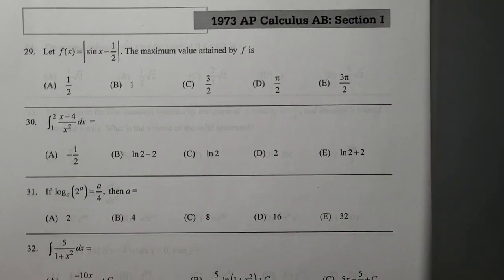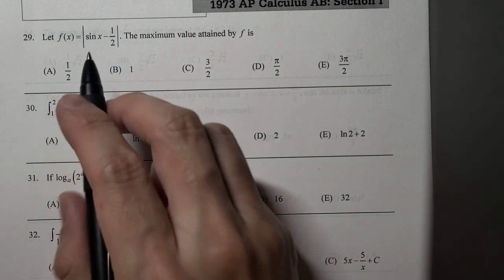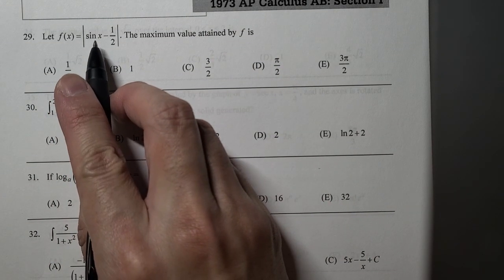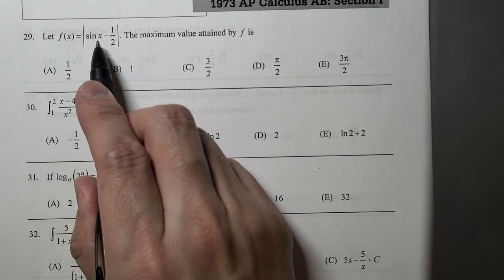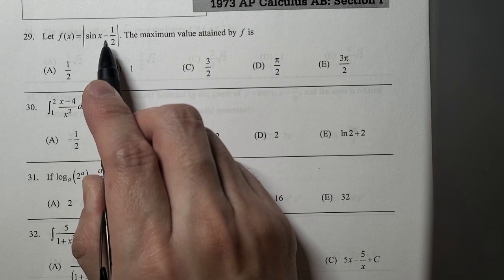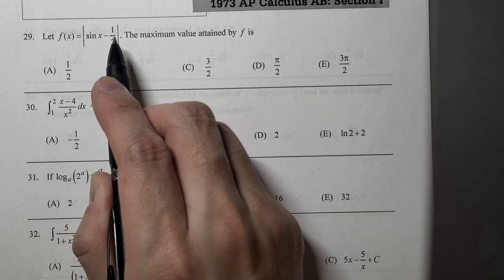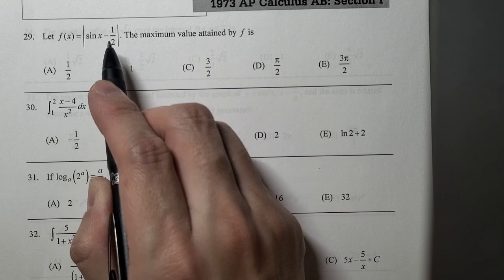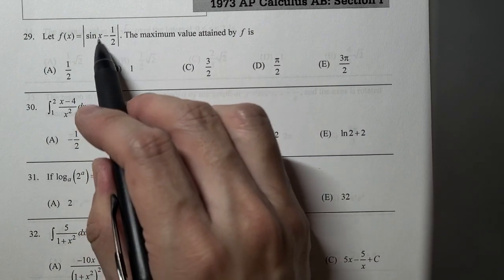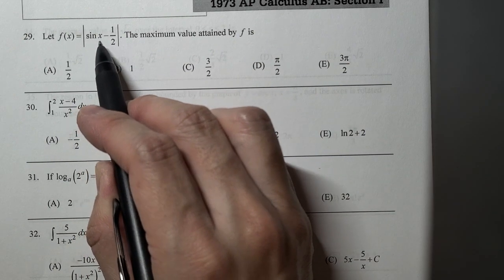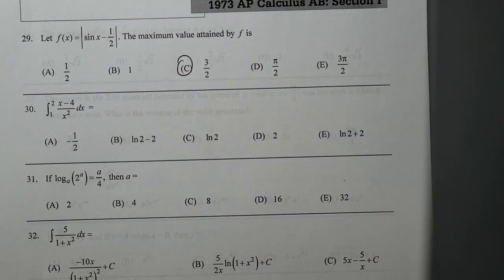Let f of x be the absolute value of sine x minus half. The max value attained by f is what? We know sine x ranges from -1 to 1. If we have -1 minus half, that is -3/2. Absolute value is 3/2. If it's +1, then it's 1 minus half, which is half, which is smaller than when sine x is -1. So the max value would be when sine x is the smallest, which is -1, minus half, so -3/2, absolute value 3/2. Hopefully that made sense, okay?